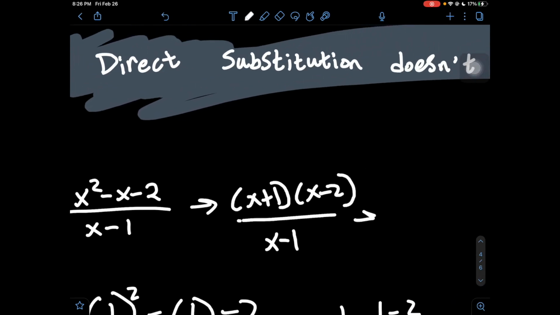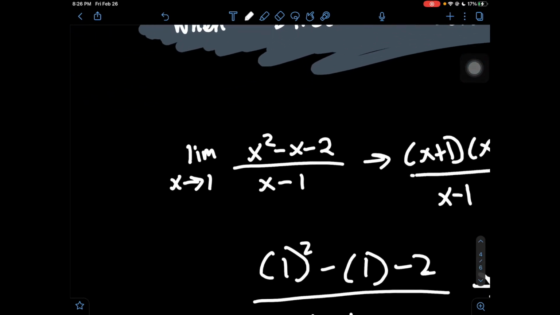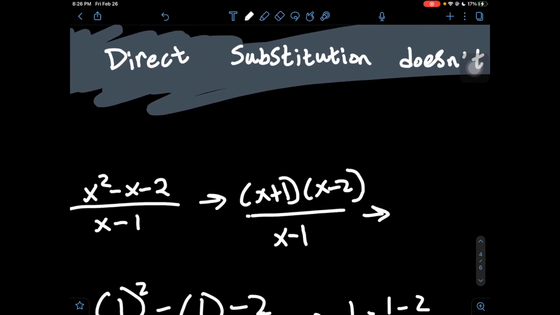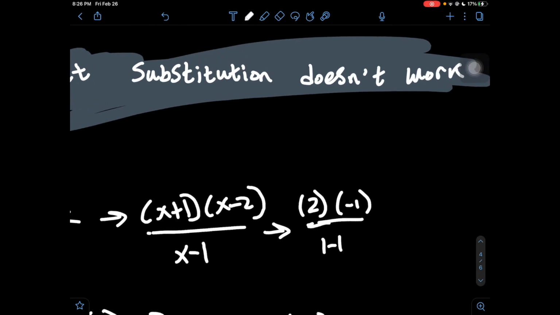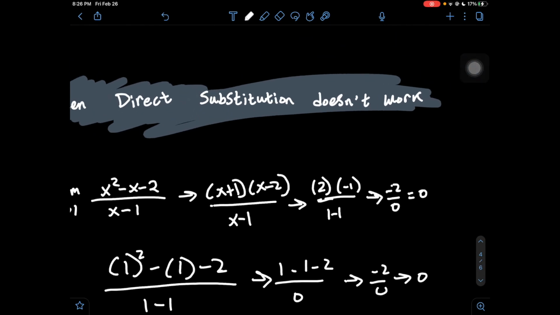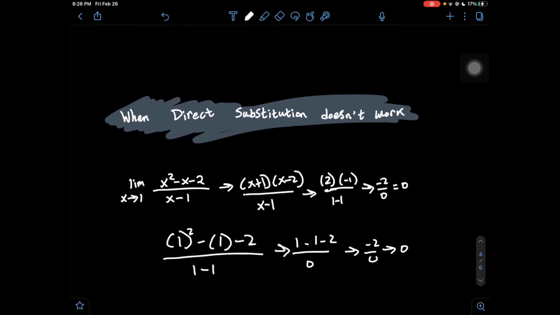So now, after factoring, we're going to try direct substitution. So again, our limit was 1, so we're going to substitute in 1. So we have 1 plus 1, which is 2, times 1 minus 2, which is -1, over 1 minus 1. Again, we have -2 over 0. I know it's the same equation, but you always need to try to factor and see if you can eliminate any terms. Since we didn't eliminate any terms, we tried this substitution again, and we didn't get anything.